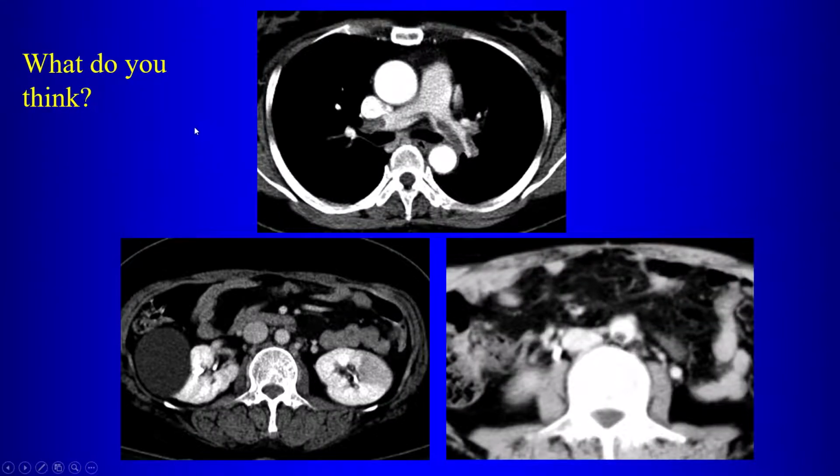All right, so let's take a look at these images and discuss this case for a second. What do we think of this case? So here we have a large saddle pulmonary embolism, and when we look down in the abdomen, we notice that there is this triangular appearing area of low attenuation here within the kidney.